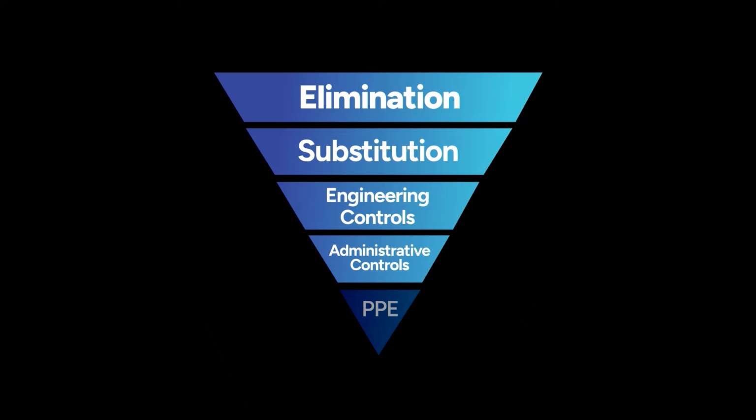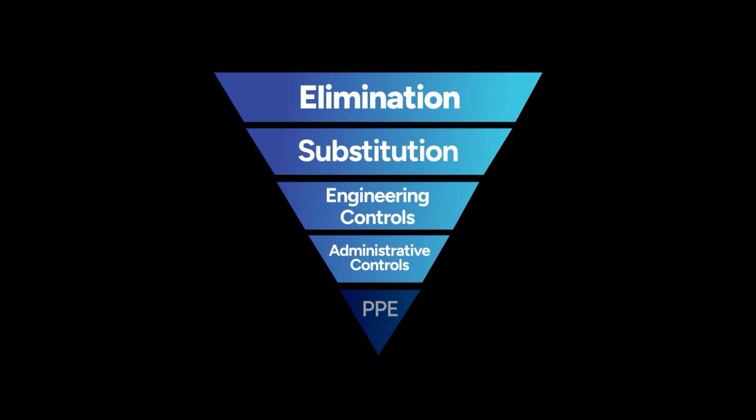Then we have administrative controls. These types of controls are about changing the way we work. It includes safety policies. You conduct risk assessments. You set rules for who can work in hazardous areas. And then you provide training to ensure everyone understands and follows safety procedures.